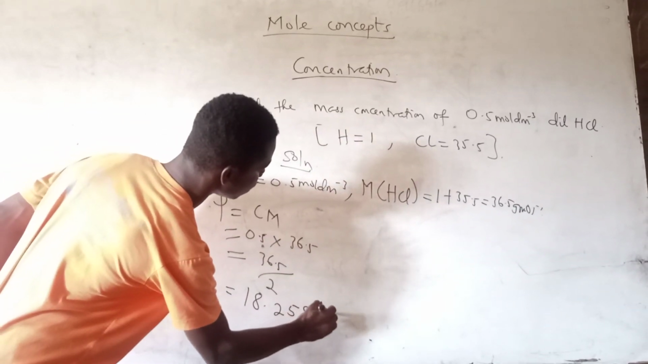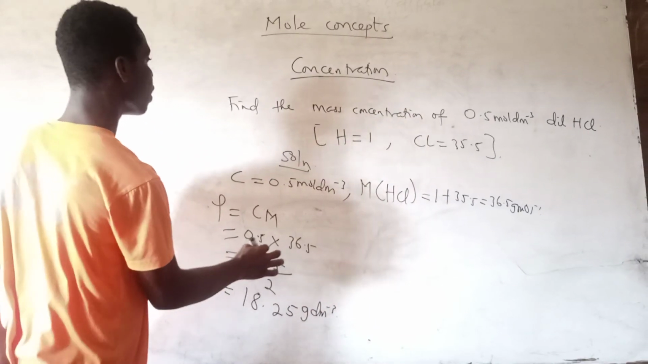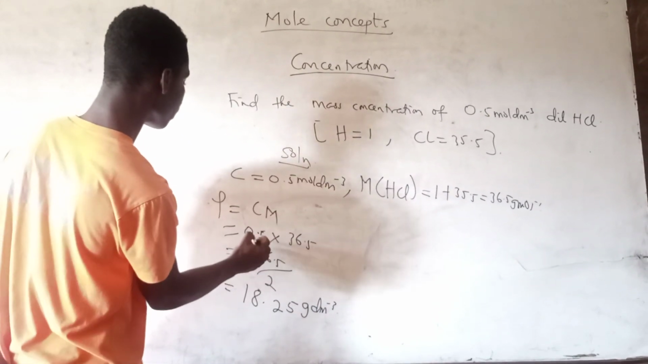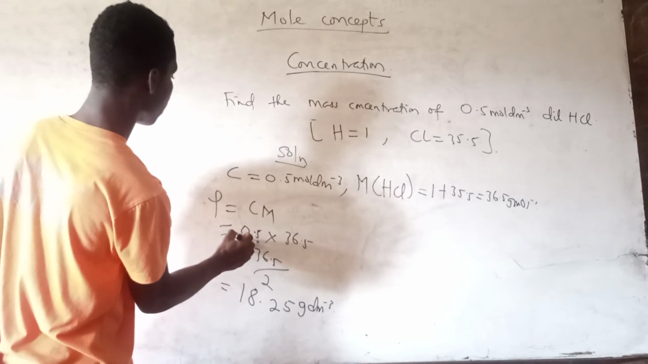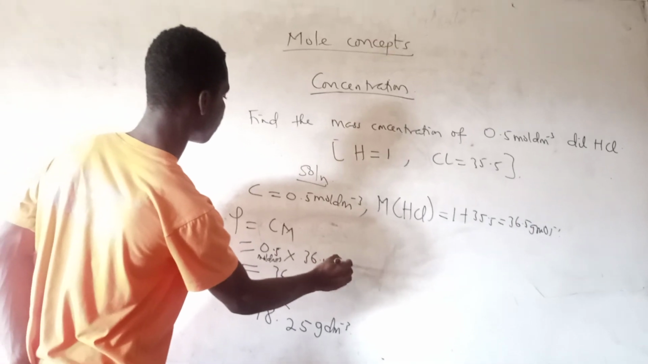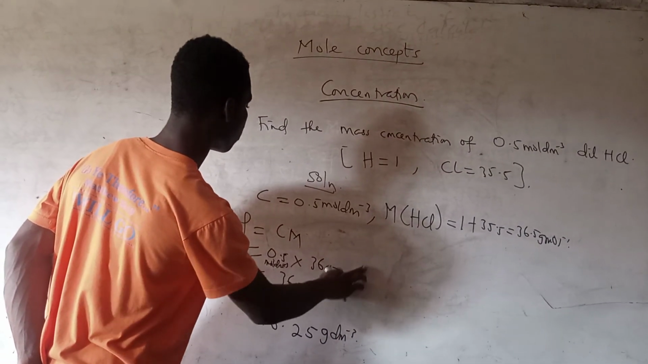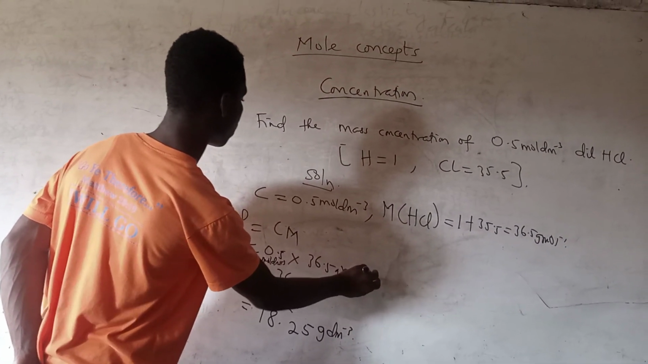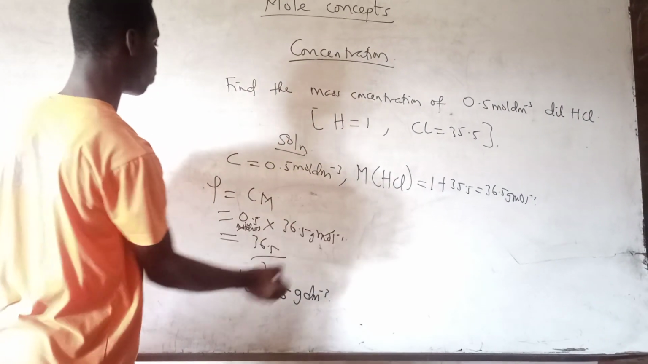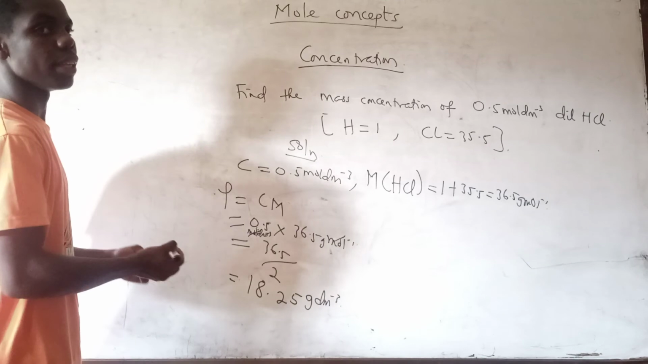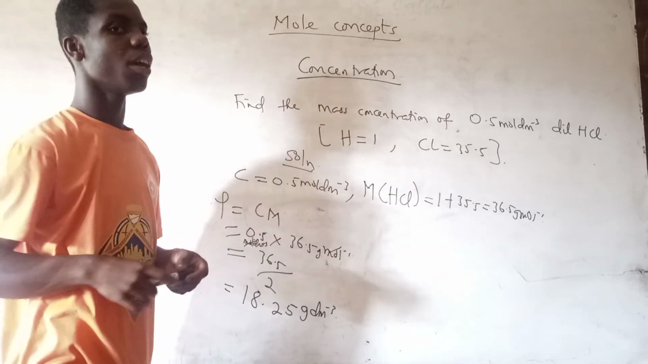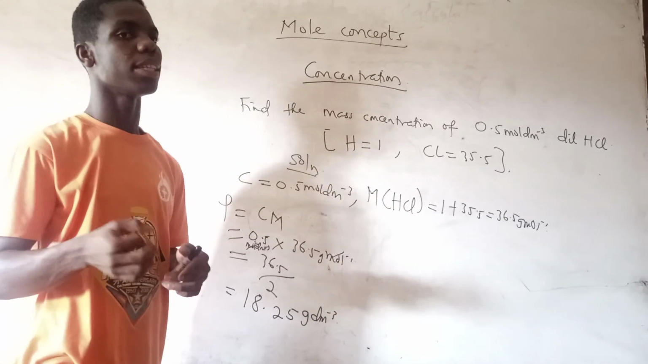grams per dm³, because 36.5, the molar mass here, and 0.5 is what? Mole per dm³, and here is gram per mole. So mole here cancels this mole, and it is left with gram per dm³, and that is how mass concentration of a compound or element is found.